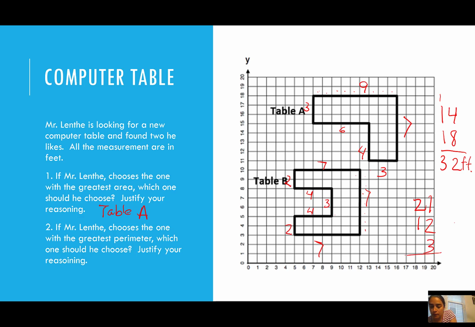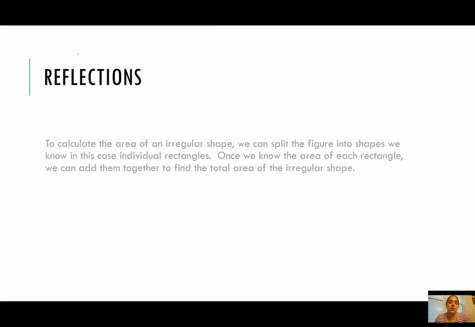So when I add this up, 1 plus 2 is 3, 3 plus 3 is 6, and 2 plus 1 is 3. So this is 36 feet is the perimeter. So if you want to choose the one with the greatest perimeter, you're going to choose table B. Okay, let's get this to right. There we go. Table B.